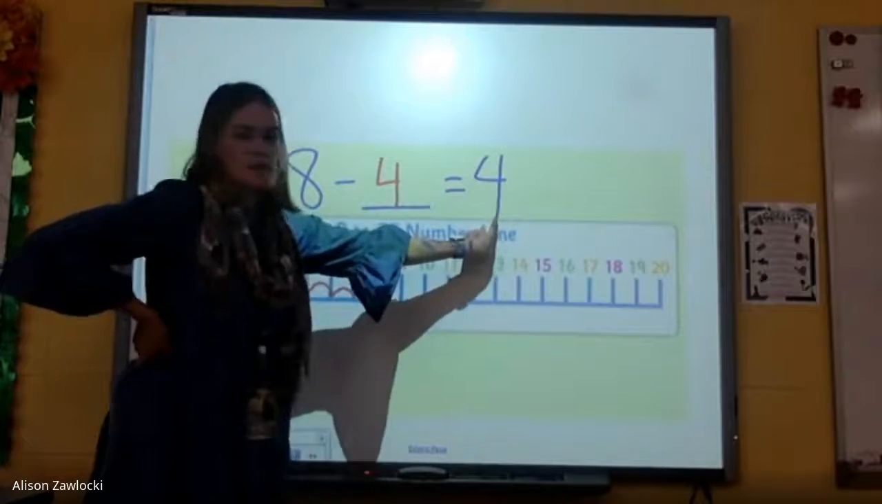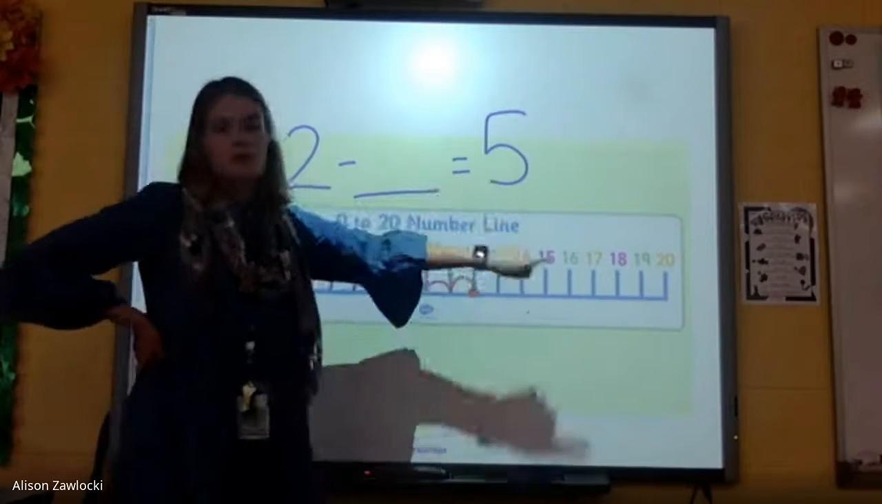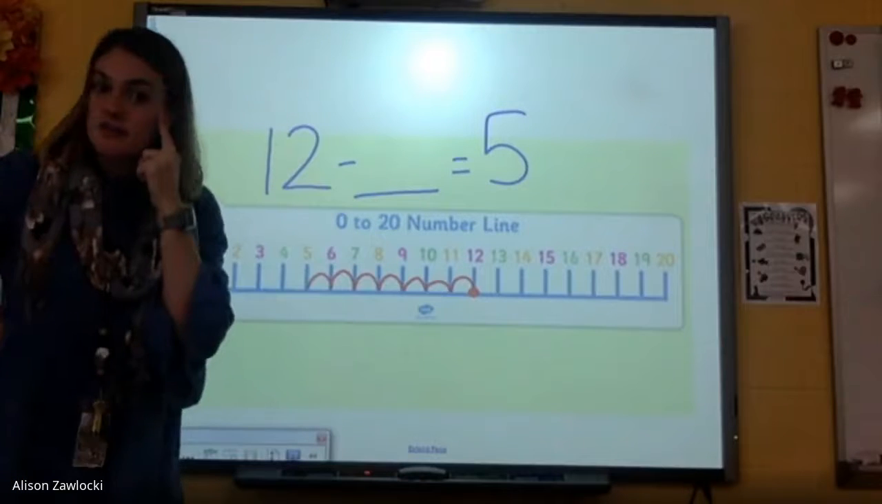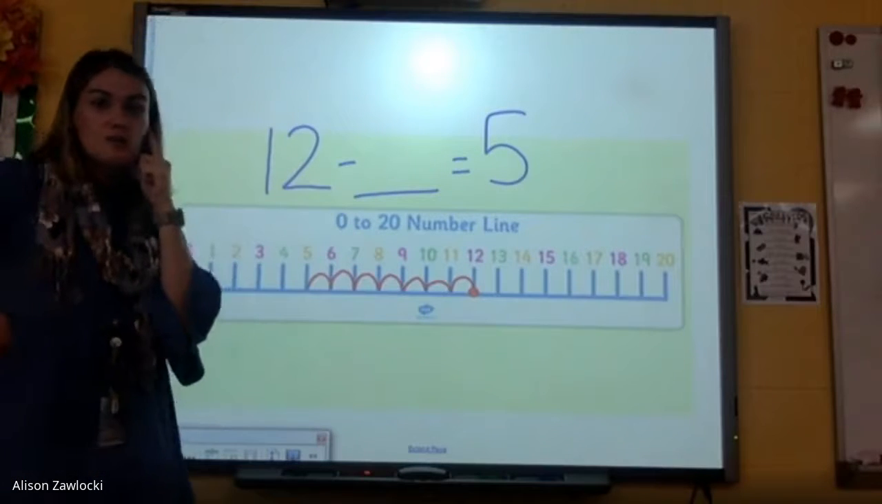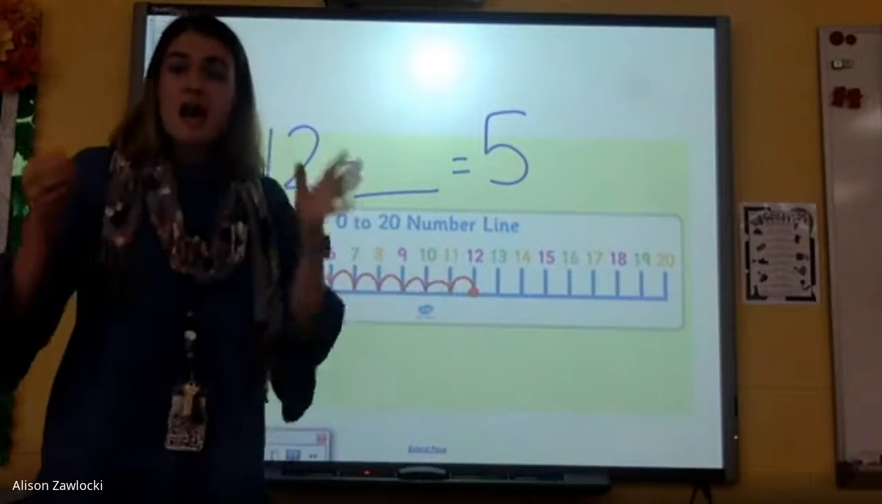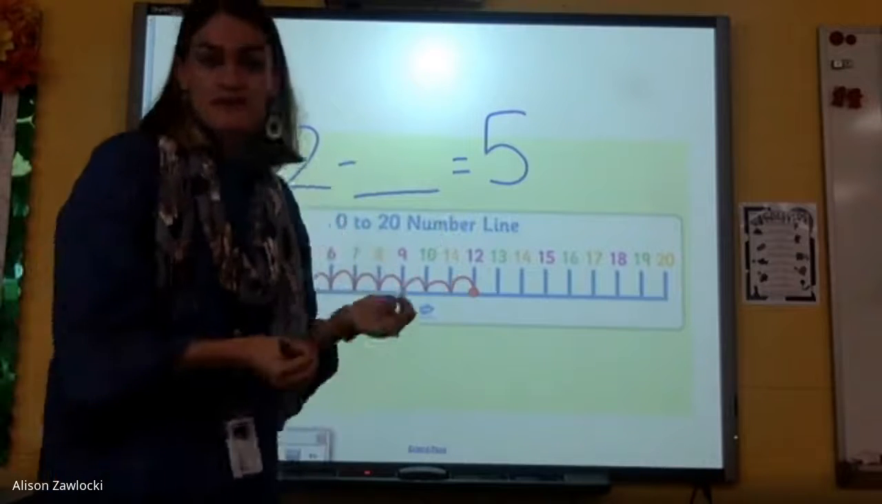But this number right here, just a reminder, is our stopping point. That does not tell us how many hops we make. This number tells us how many hops we make. I corrected myself as I was explaining. That's a great thing to do, to have growth mindset. All of us make mistakes and all of us mess up sometimes, but we correct ourselves and we learn from it, right, boys and girls?